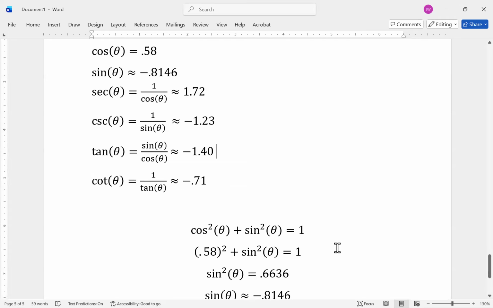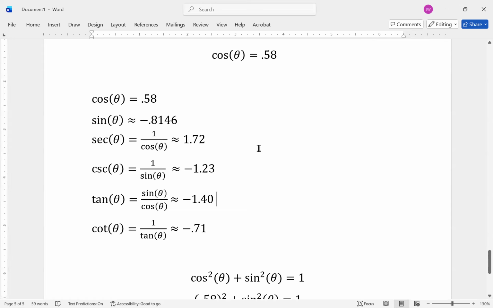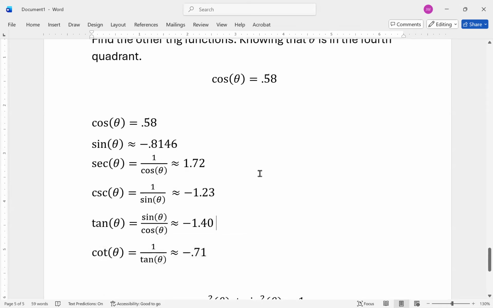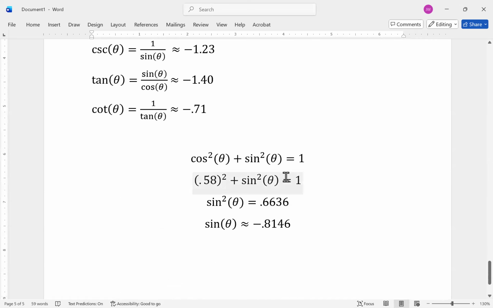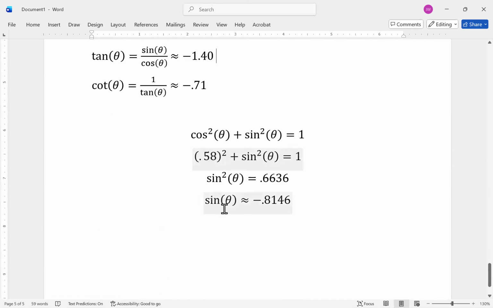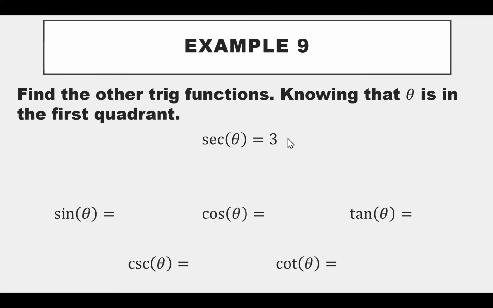So using the Pythagorean identity, along with the relations that I know, I can generate all of these trig functions, as long as I know what quadrant we're in, because I needed to figure out that I had to take this negative square root because we were in quadrant 4. Go ahead and try example 9 on your own. We know that the secant of theta is 3 and that theta is in the first quadrant. In a couple of seconds, I'll show you how it's done.